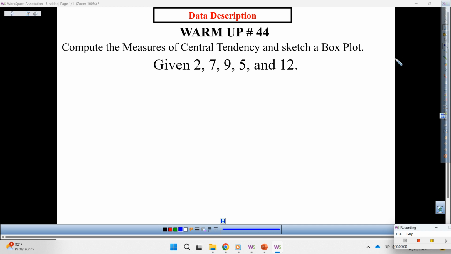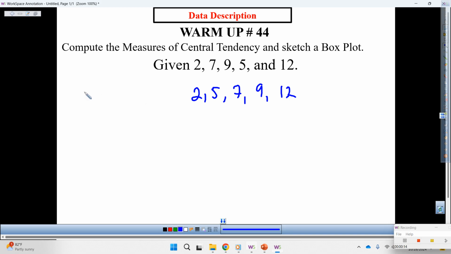Alright, should be just about done. Warm up number 44 reads: compute the measures of central tendency and sketch a box plot. So here it goes again. Ascending order: 2, 5, 7, 9, and 12.